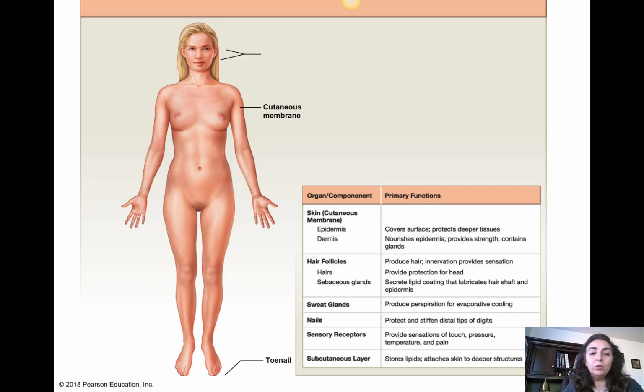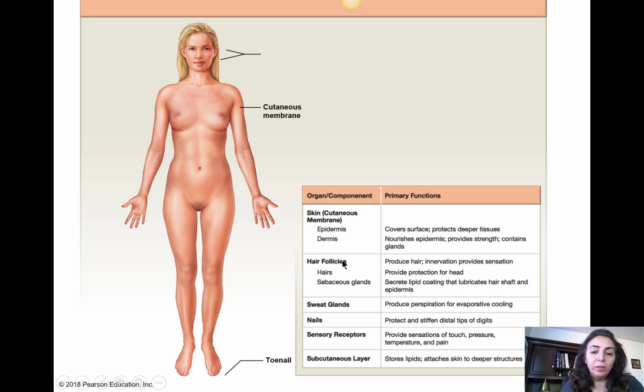We're going to start chapter 4, that is the integumentary system. So here you see the whole integumentary system. The organs and components that are included: the main part is the skin, which we call the cutaneous membrane. We talked about that before. The skin has two parts, epidermis and dermis.